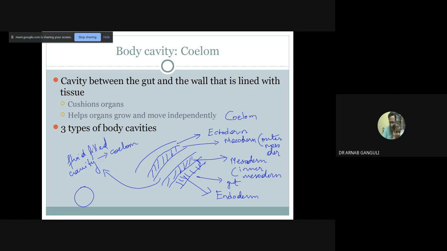Are you clear about what are the body cavities? What is the coelom? Yes, sir. This fluid filled cavity over here is known as the coelom. They act like a hydrostatic skeleton, that is, with water fluid power. Also, they are places for waste and gamete disposal.